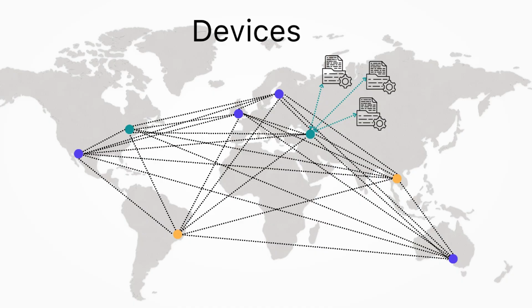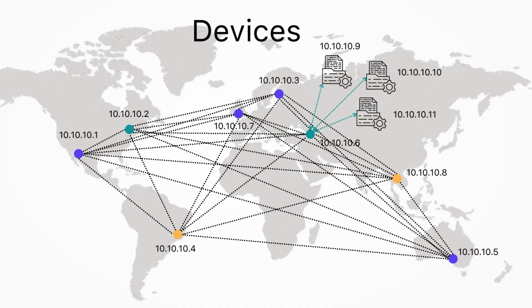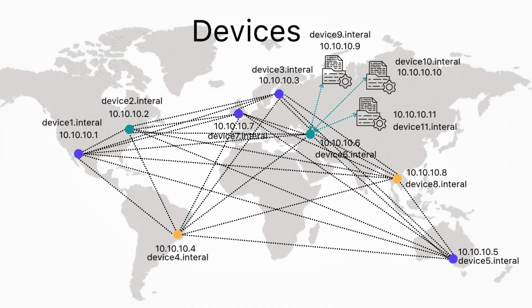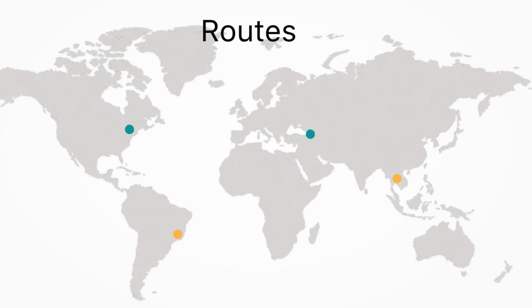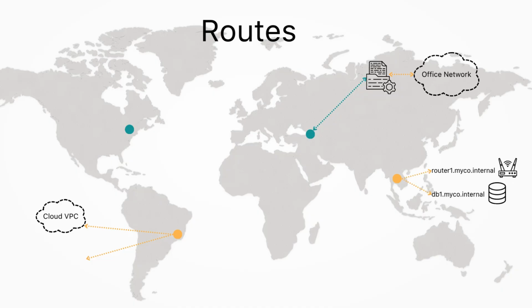Devices are the base resource in Netmaker, often consisting of servers and VMs. In your network, they will each get a secure, private IP address and internal DNS. Devices can forward traffic to external environments like VPCs, office networks, devices on the LAN, and the Internet. These networks and endpoints are known as routes.